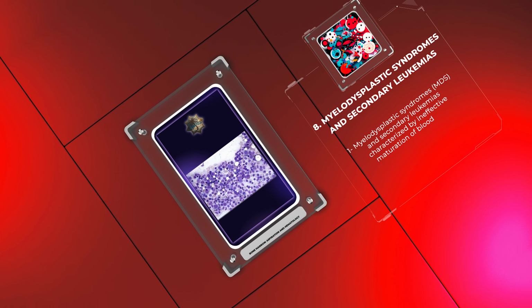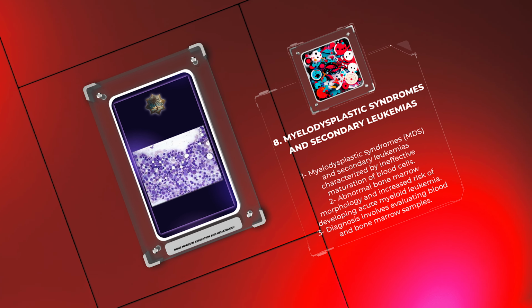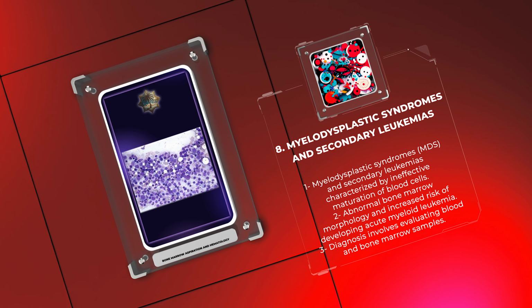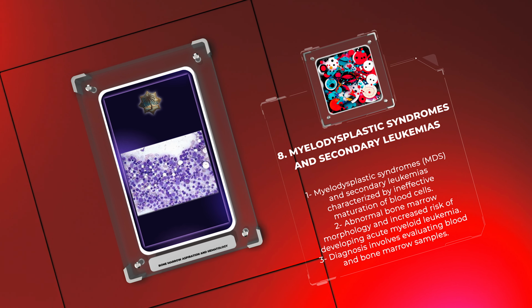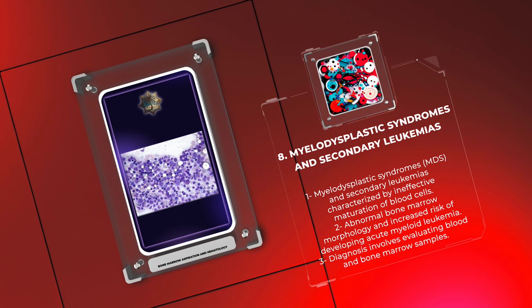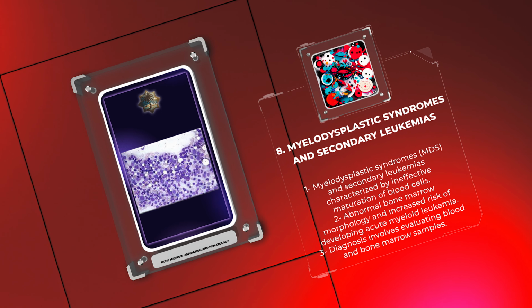Myelodysplastic syndromes, MDS, and secondary leukemias are hematopoietic disorders characterized by ineffective maturation of blood cells, abnormal bone marrow morphology, and an increased risk of developing acute myeloid leukemia. Diagnosis involves evaluating blood and bone marrow samples to guide treatment decisions.